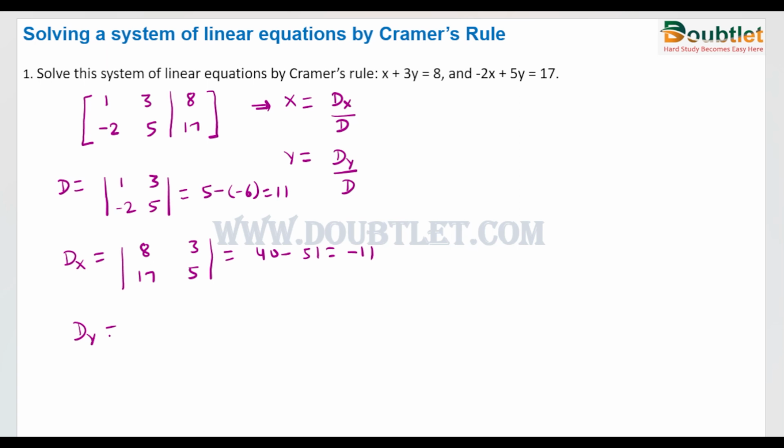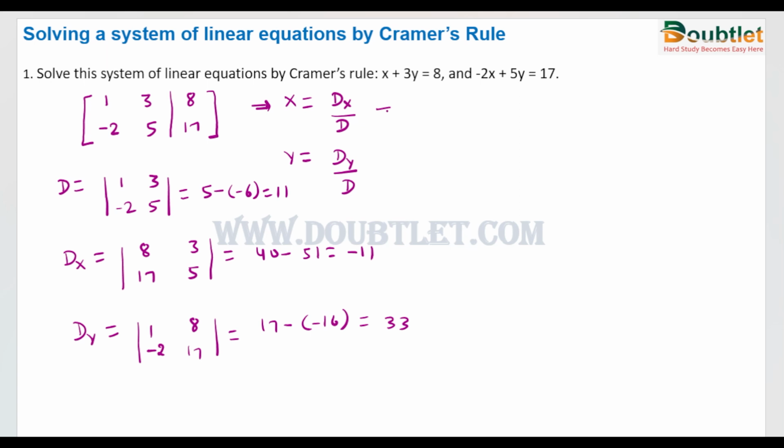Now to find the dy, we need to interchange the coefficient of y with the constant terms. So what we will get? We will get 1, minus 2, this will become 8 and 17, and if we cross multiply, so 17 minus 16. So this will become 33.